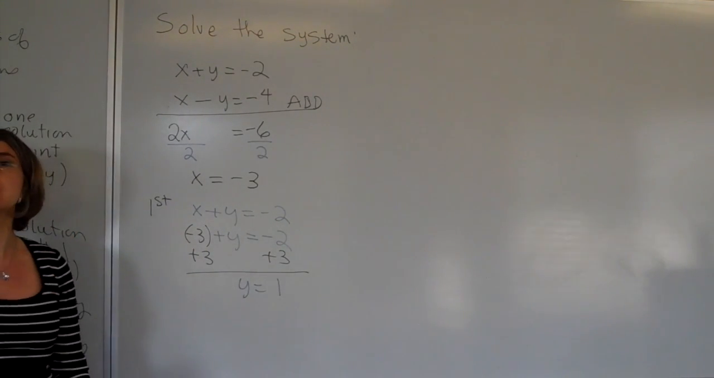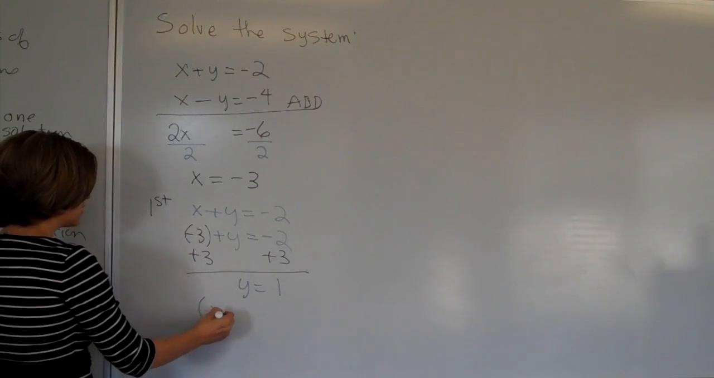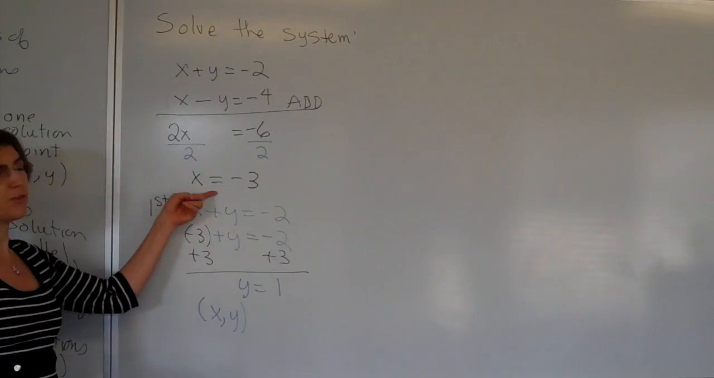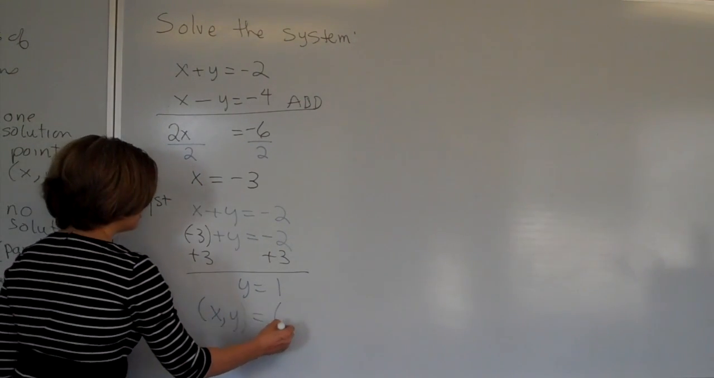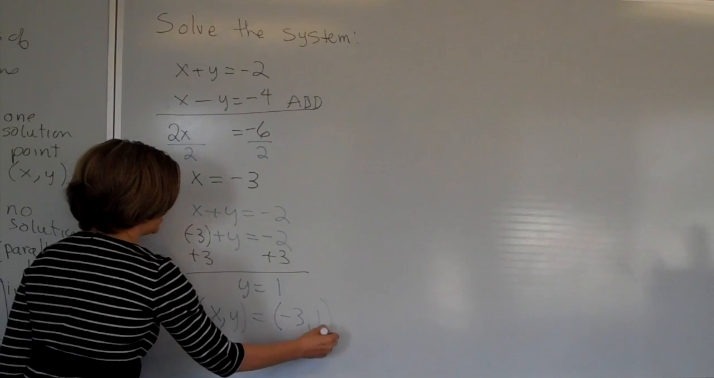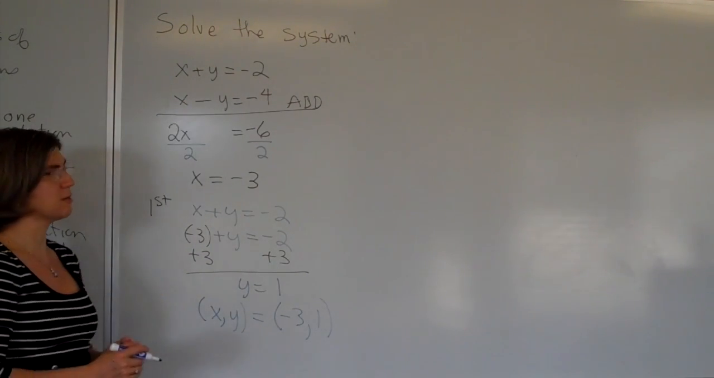Our solution point is always written as x comma y. So this will be x comma y. We found x first, but it doesn't matter which number we found first. We're always going to put the x first, and then the y. So this will be our solution point for this system of equations.